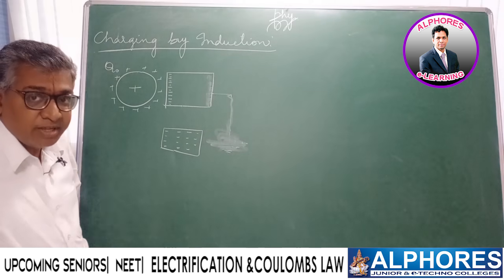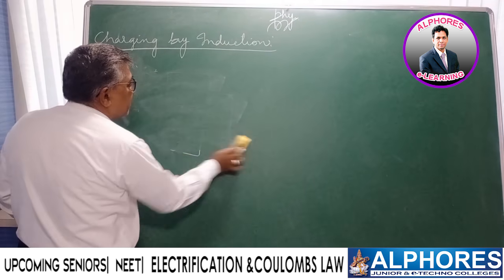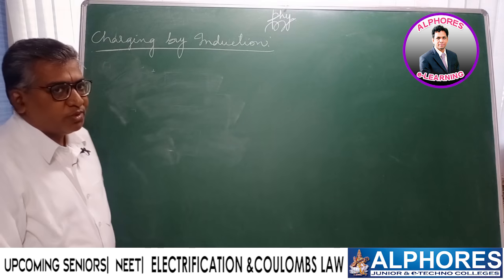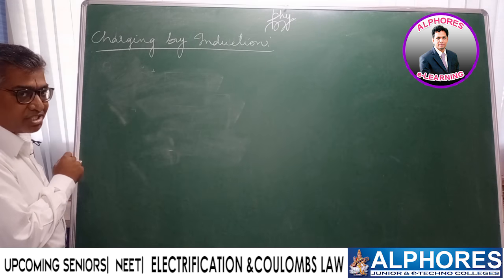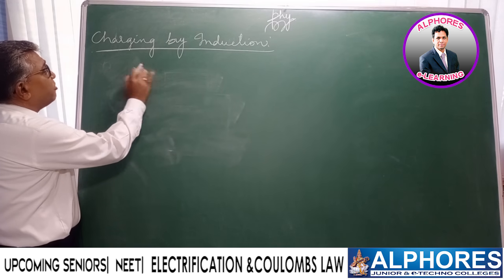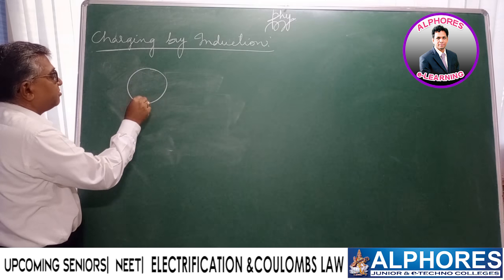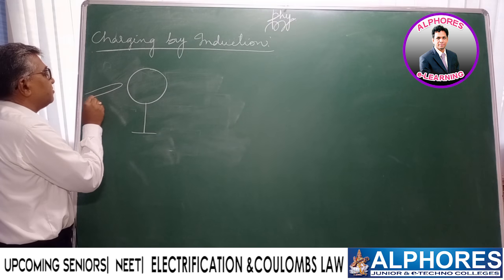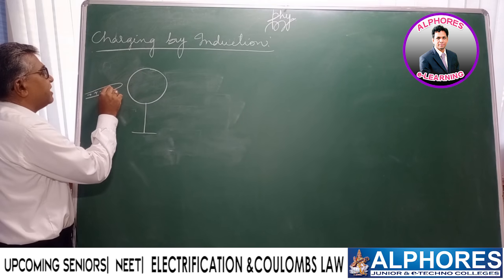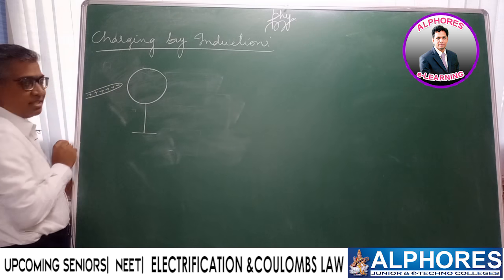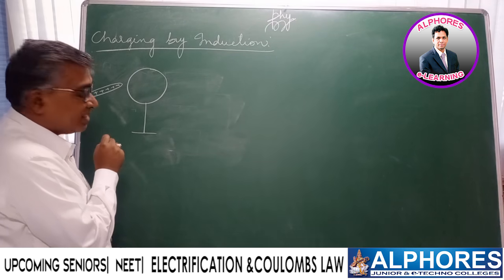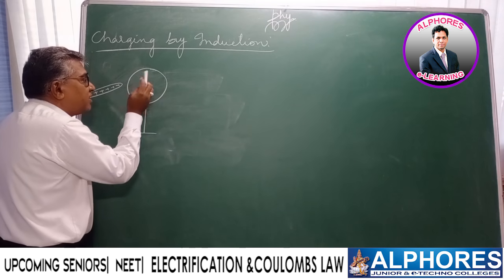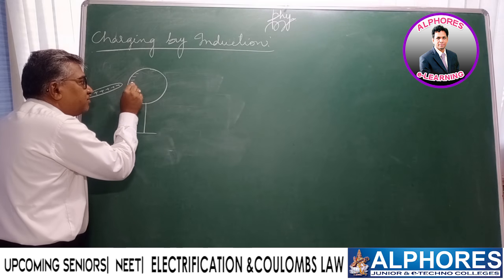I shall now show you the schematic diagram of charging by induction. This is the body on which we want to induce charge, put over a stand like this. Now get a charged rod, positive let's say, very close to it. When it is brought very close like this, then due to the influence of this positive charge, the free electrons in this body move to the nearer side of the body.